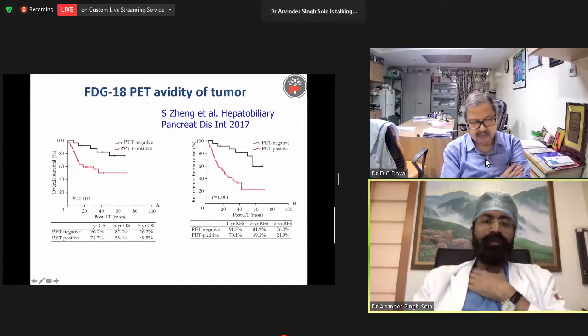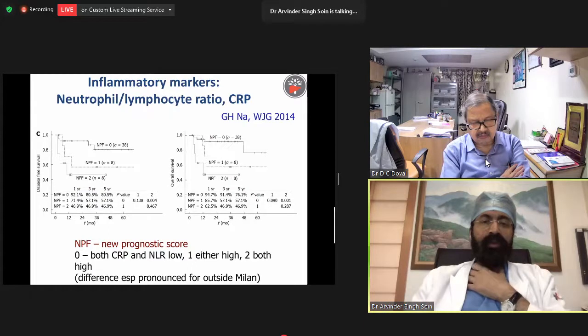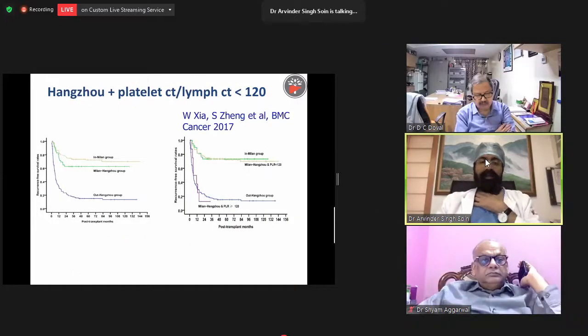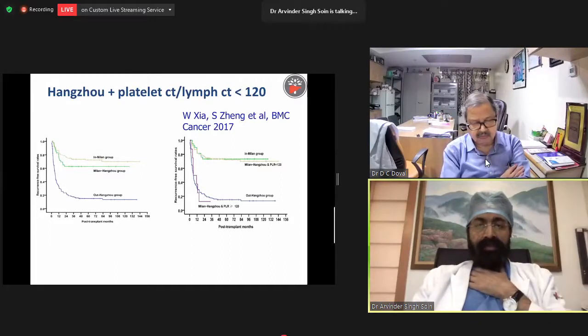This is just to show that PET negative tumors do better than PET positive tumors, and those with an NPF of 0 do better than NPF equal to 1. This is again based on the platelet lymphocyte score. Less than 120 is obviously better than more than 120. So if you go according to the Hangzhou criteria, where they look at the PLR, then those who may have size and number beyond Milan but have a PLR of less than 120 do as well as the Milan group.